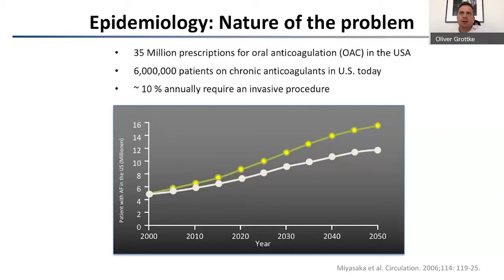Just to set the stage for this talk and to remind you again, about 35 million patients in the US are under oral anticoagulation. About 6 million patients are on chronic anticoagulants currently, and about 10% require an invasive procedure annually. For those patients, either on DOACs or on VKA, we have to have a clear strategy for how to reverse the anticoagulant therapy. Over the years, we have a change in demographics, which means we see more patients with AFib as they turn older. And all these patients, of course, require anticoagulation therapy.